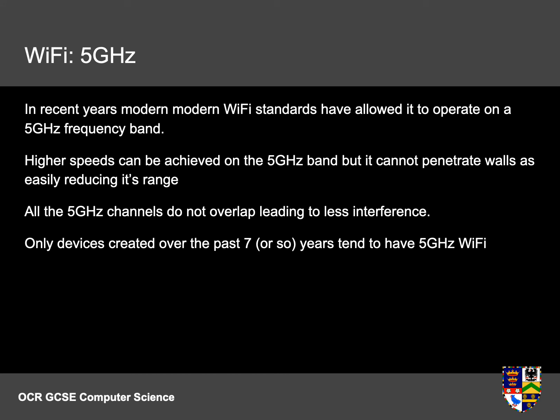Now, in recent years, Wi-Fi devices have been able to use the 5 gigahertz frequency band, mainly in answer to the issues that they get on the 2.4 gigahertz with the interference. Now, 5 gigahertz can run at higher speeds, but it cannot penetrate walls as easily, and you tend to find that it has a much shorter range. So it could be that if you get interference on 2.4 gigahertz, you switch over to 5, but there are too many walls in between you and your wireless access point.